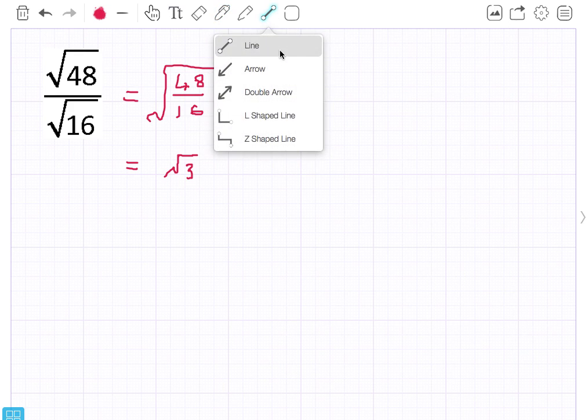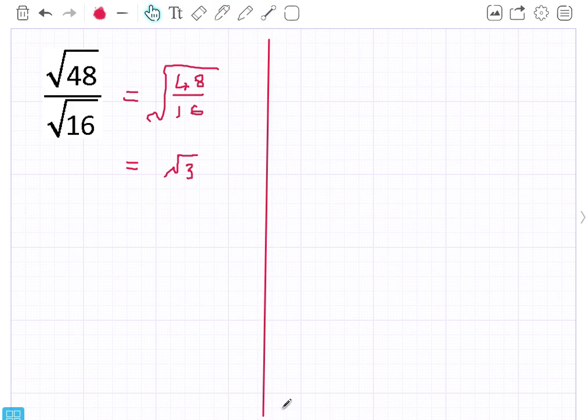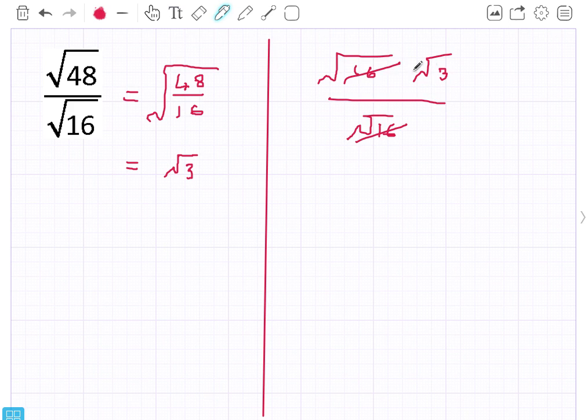Another method, before we get into more complicated ones, would be to think about this as 48 can be divided by 16. So we could write 48 as root 16 root 3, and there's a root 16 on the bottom, so they could also just cancel out to give me root 3. So now if you notice I've got root 3 on the top, I've got nothing on the bottom, so the denominator is no longer a surd, it's 1.